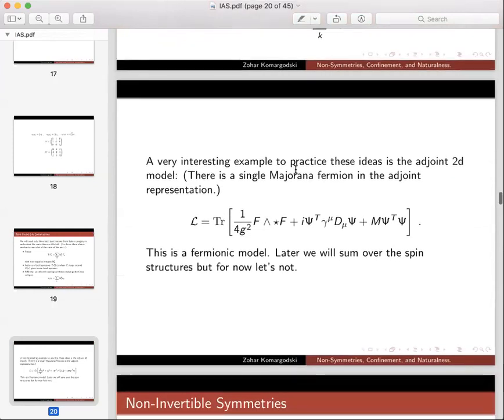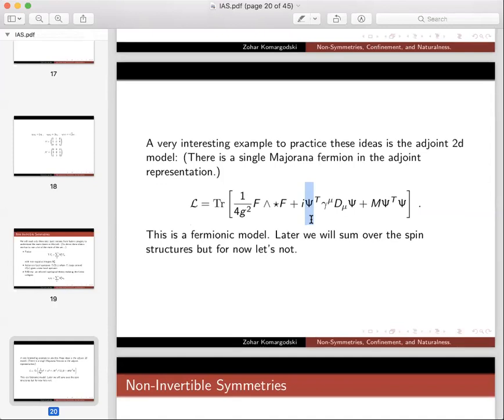So a very interesting gauge theory in 2 dimensions is the adjoint model, adjoint QCD. So the cast of characters is an SU(N) gauge theory. That's the usual kinetic term. And the fermion in the adjoint representation. And this fermion is real. So psi plus is real and psi minus is real. So this is the minimal adjoint gauge theory that you can have in 2 dimensions. So this is the minimal possible content.